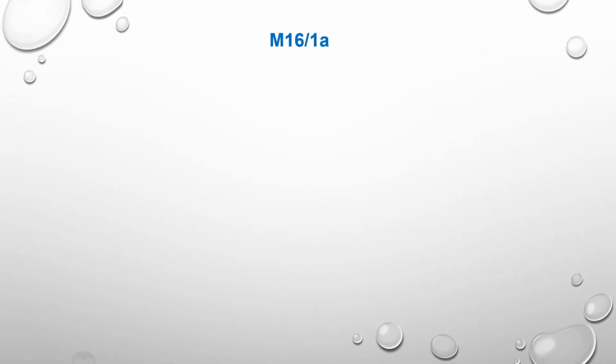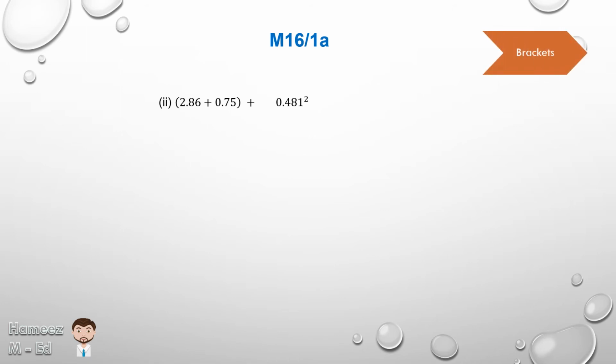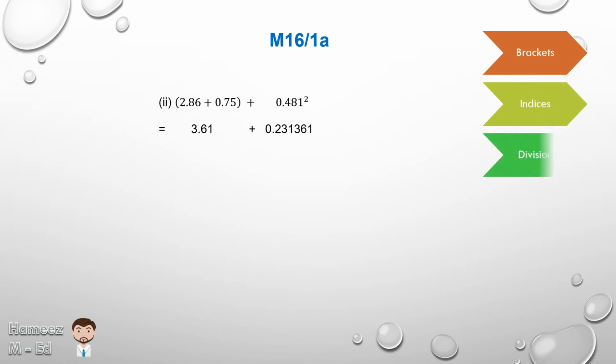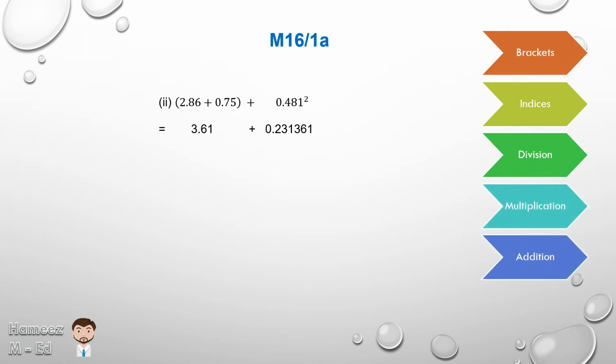In part 2, the question gives 2.86 plus 0.75 in brackets plus 0.481 squared. So we can work out the brackets, and using our calculator we'll get 3.61, and the square of 0.481 is equal to 0.231361. We can now add as given, and it will give us 3.841361. However, they would like us to approximate the answer to 2 decimal places.